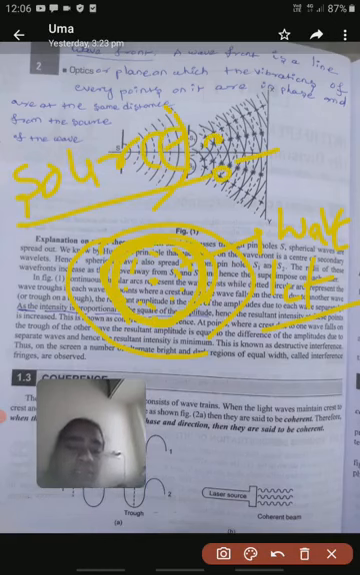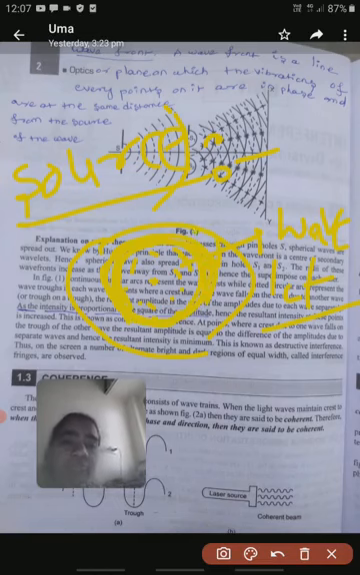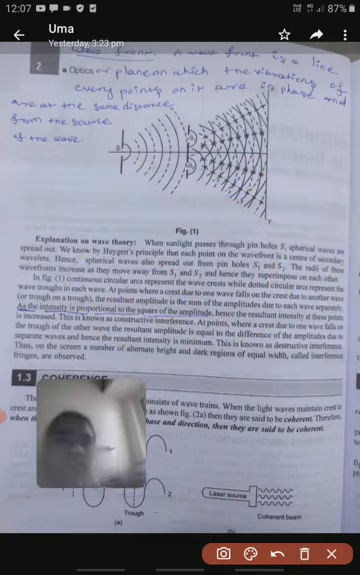So, source of light. The sun is the source of light. The sun produces light, so the sun is the source of light. Similarly, this wavefront also behaves like a source. I mean, from this wavefront also a number of waves are produced. Similarly, this dotted spherical line behaves like a wavefront.